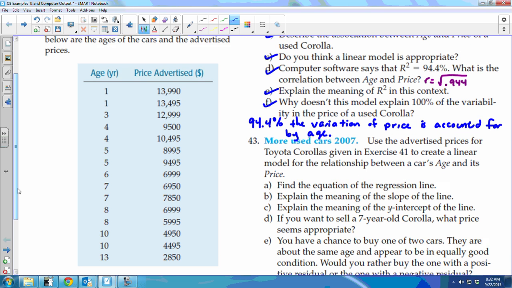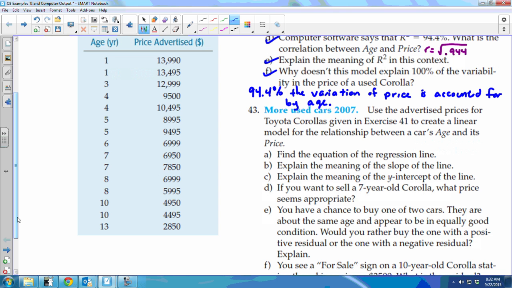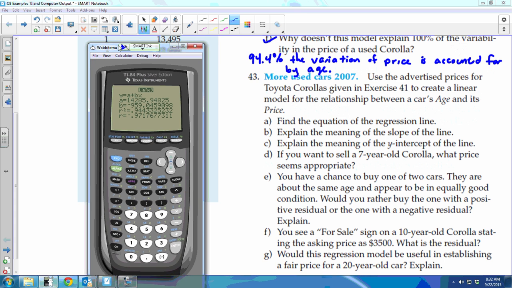Use the advertised prices for Toyota Corollas given in exercise 41 to create a linear model for the relationship between a car's age and its price. So A says find the equation of the regression line. So again, we don't have the means and standard deviations given to us, right? We could find them all. Like I could find the mean and standard deviation of one variable, List 1, just do Stat Calc 1 variable statistics. And I could do it again for the second list. That's a lot of extra work though when your calculator will do it for you. So we keep going to Stat Calc 8.